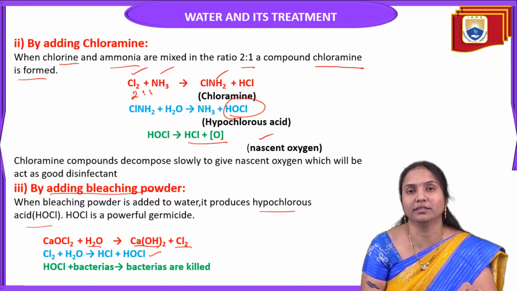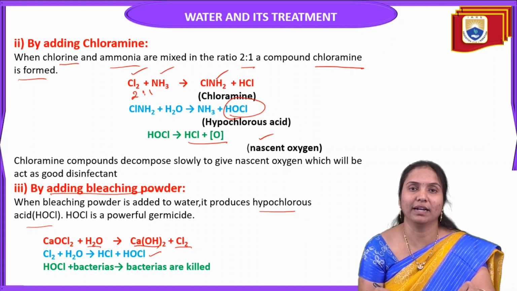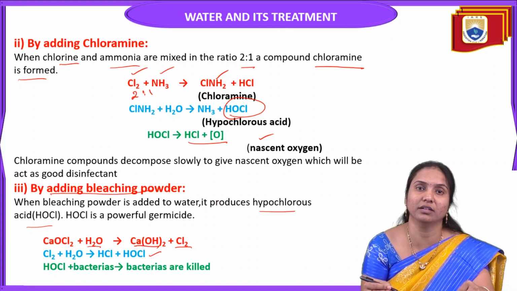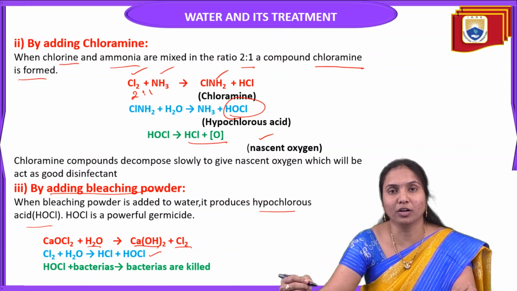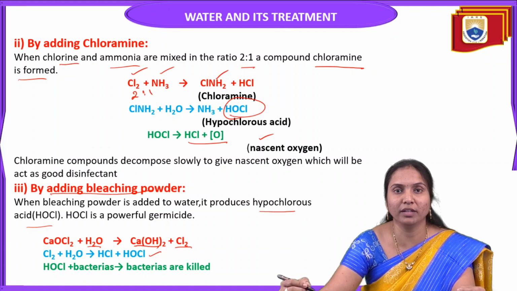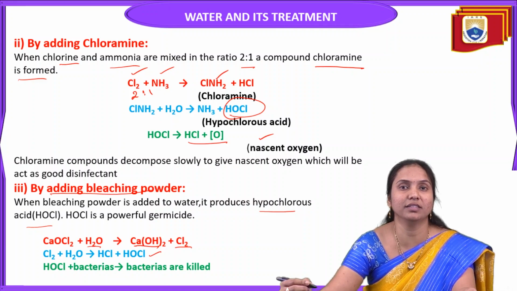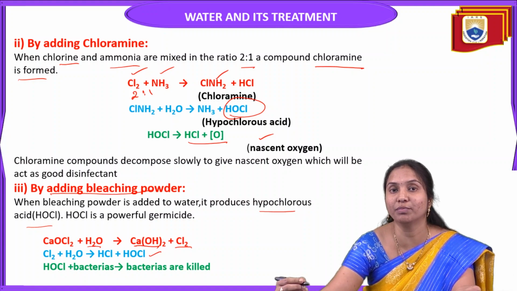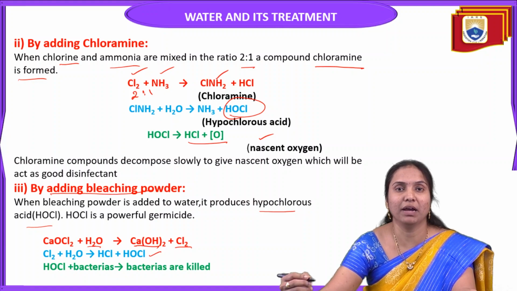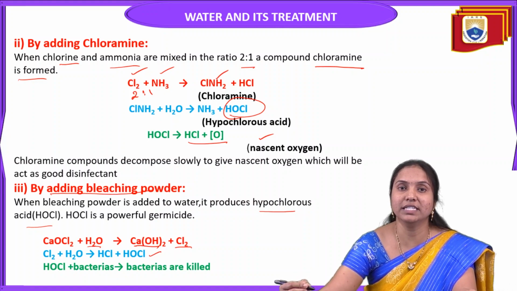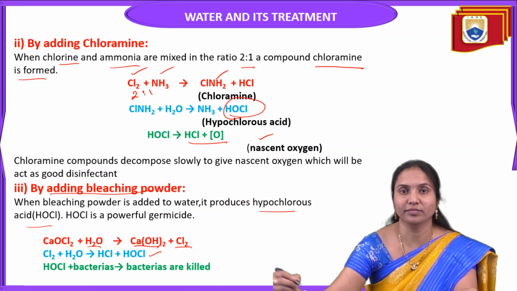This hypochlorous acid reacts with bacteria and kills the bacteria. Or otherwise, this hypochlorous acid undergoes decomposition, then gives nascent oxygen also. So in any case, whether we add chlorine in the form of chlorine gas, chloramine or bleaching powder, finally it produces hypochlorous acid and nascent oxygen. Both are powerful disinfectants, and they react with the bacteria present in water and finally kill the bacteria. So this is called disinfection of water by the chlorination method.